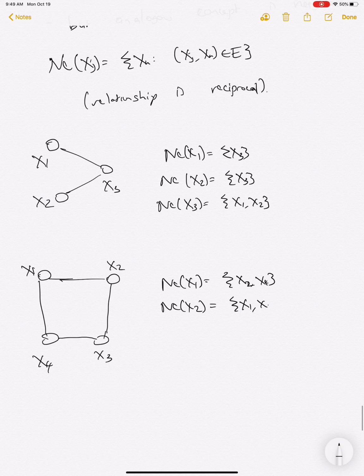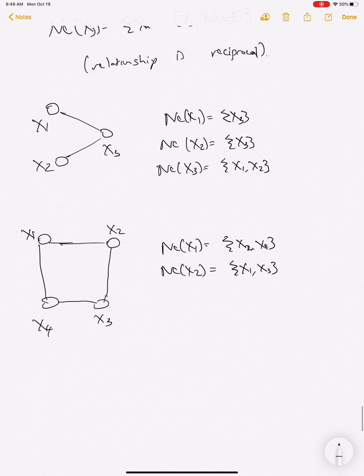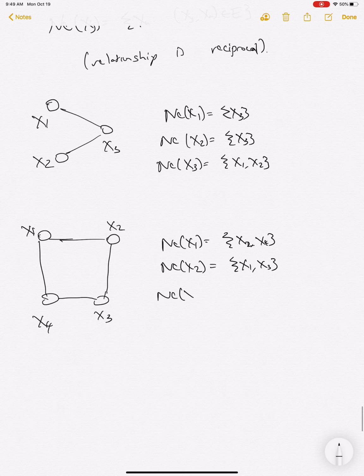The neighborhood set of x2 is x1, x3. The neighborhood set of x3 is x2 and x4. And the neighborhood set of x4 is equal to x1 and x3. And so you can clearly see the symmetry in the relationships here, which you don't have for the DAG: if xj is a neighbor of xk, then xk is a neighbor of xj.